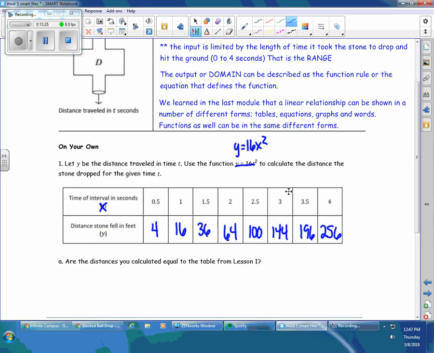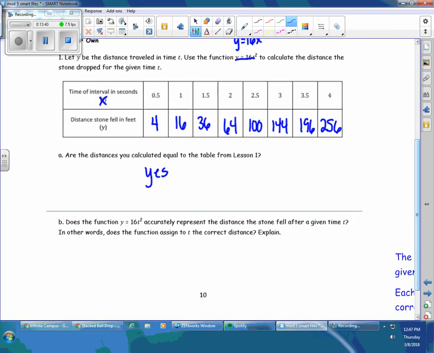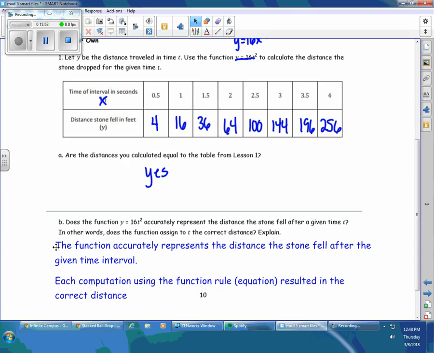Okay. Are the distances you calculated equal to the table from lesson 1? And yes, they are. We actually kind of derived the equation from that table in lesson 1, didn't we? Okay, does the function y equals 16 x to the second power, or t to the second power, accurately represent the distance the stone fell in a given time interval? In other words, does the function assign t to the correct distance? Explain. And yes, it does. The function accurately represents the distance the stone fell over the given time interval. Each computation using the function rule or the equation resulted in the correct distance.